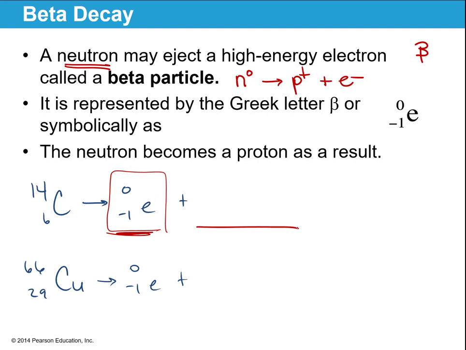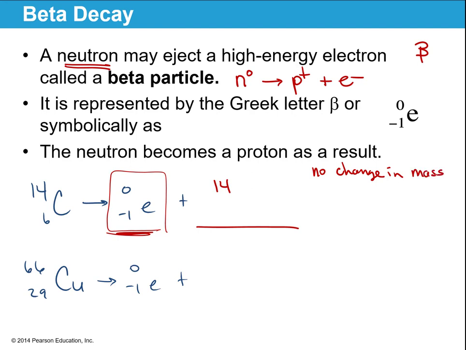What would the mass be if an electron comes out? It's still the same, so it's still going to be 14. There's no change in the mass. So a neutron becomes a proton. Neutrons have a mass of 1, protons have a mass of 1. So there's no change in the mass.